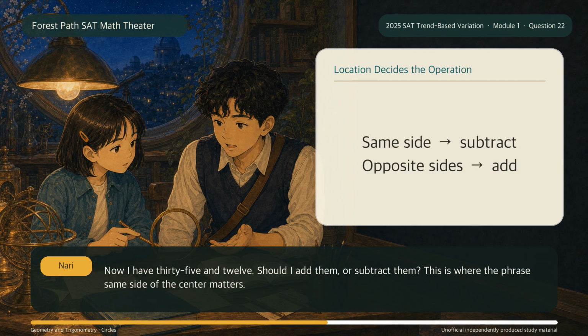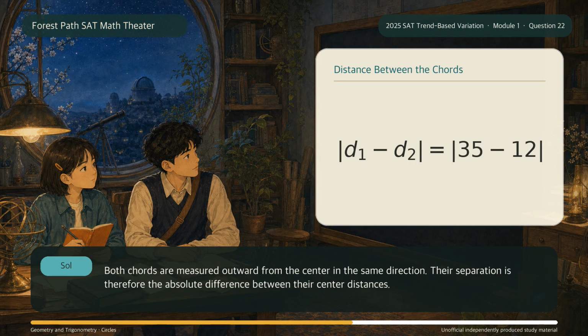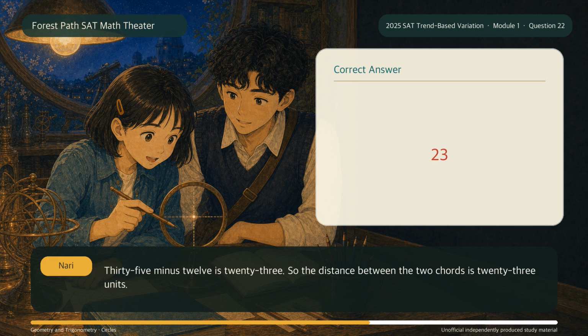Now I have 35 and 12. Should I add them or subtract them? This is where the phrase "same side of the center" matters. Both chords are measured outward from the center in the same direction. Their separation is therefore the absolute difference between their center distances. 35 minus 12 is 23, so the distance between the two chords is 23 units.